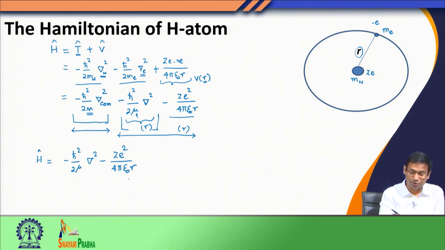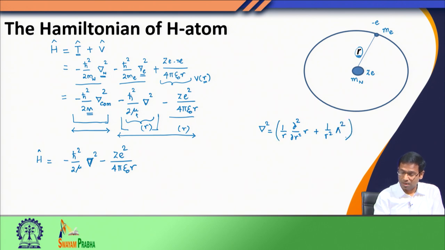The advantage of doing this exercise is that my Hamiltonian now does not depend on two different coordinates, rather it depends on only one coordinate, and that coordinate is r, which is the internal distance between the electron and the nucleus. Now I have this Laplacian operator. If you remember, we defined our Laplacian operator as a radial term corresponding to the radial part r, and then 1 over r square times the Legendrian. The Legendrian operator depended on theta and phi, the two angular coordinates in the spherical coordinate system. This is how we had defined the Laplacian operator.